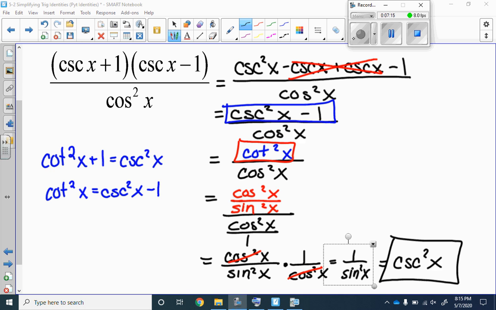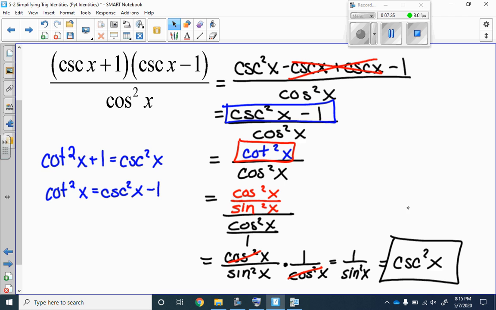All right, so we should have ended up with the cosecant squared x. Foiling out the numerator, we get cosecant squared x minus 1. We can rewrite that as the cotangent squared of x. Cotangent would be cosine over sine. Divide that by cosine, and do a little canceling, and you got it.